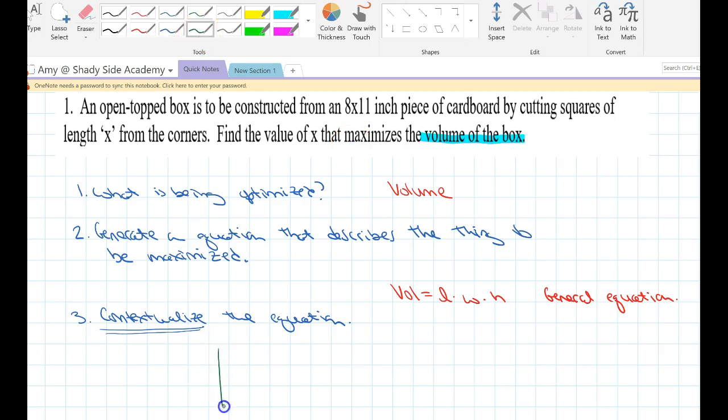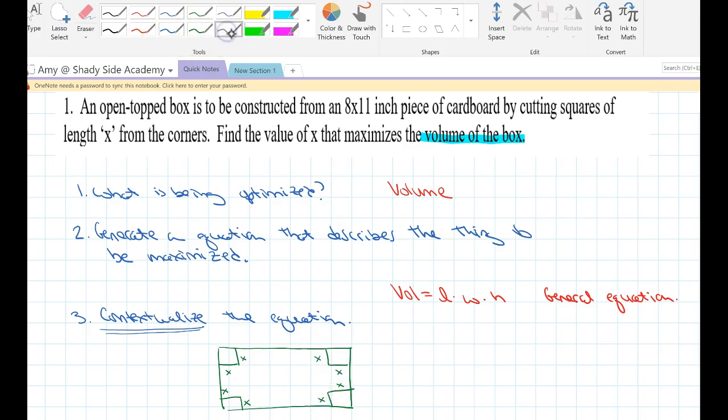Well, the context for this problem is we have an 8 by 11 piece of cardboard, and what's happening is we're cutting squares of length x out of the corners. Do you see what's happening here, everyone? We're cutting squares of length x out of the corners. And what happens? What do you think?